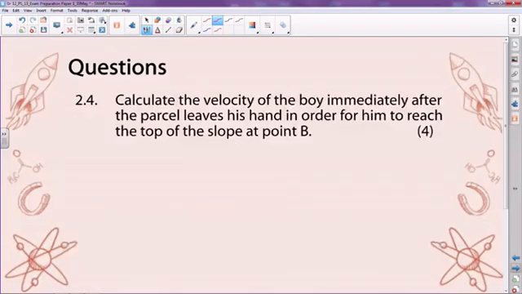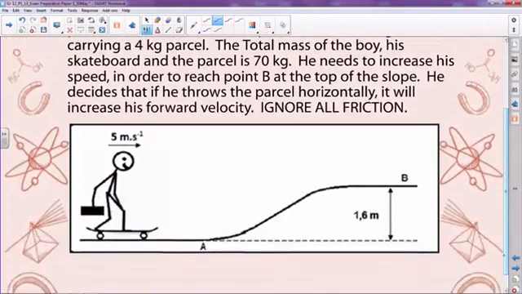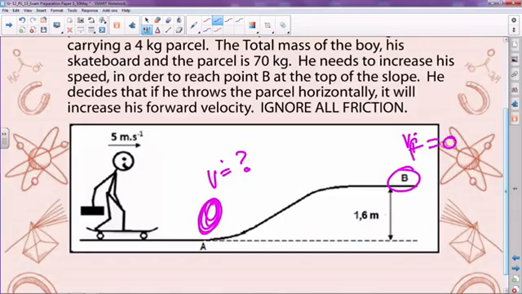Now I'm going to give you some time to do it. Now it says, calculate the velocity of the boy immediately after the parcel leaves his hand in order for him to reach the top of the slope at point B. So we go back here. I want to know what is his velocity here? What's that velocity if he's going to get to point B? You can assume that when he gets to point B, his velocity over here is 0. It's the only way you can do this one.